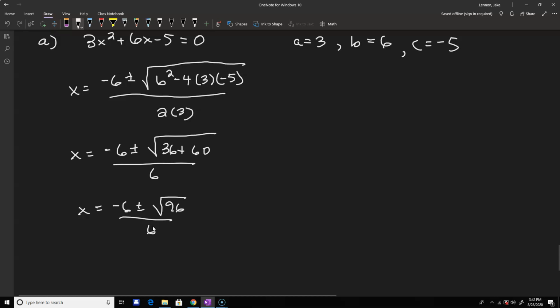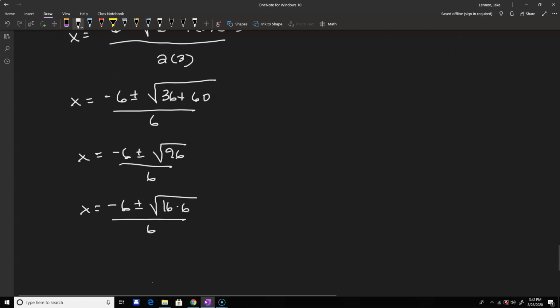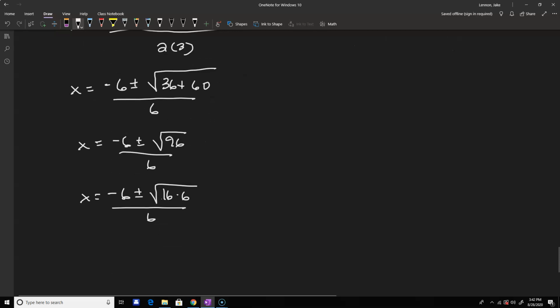96 we know is 12 times 8, which would also be 16 times 6. Yeah, so that's probably the easiest way to do it. So here, if we think about that, we have minus 6 plus or minus the square root of 16 times 6. And the reason we want to think about it like that is 16 is a perfect square, so we can take a 4 out of the square root. So x would be minus 6 plus or minus 4 radical 6 over 6.